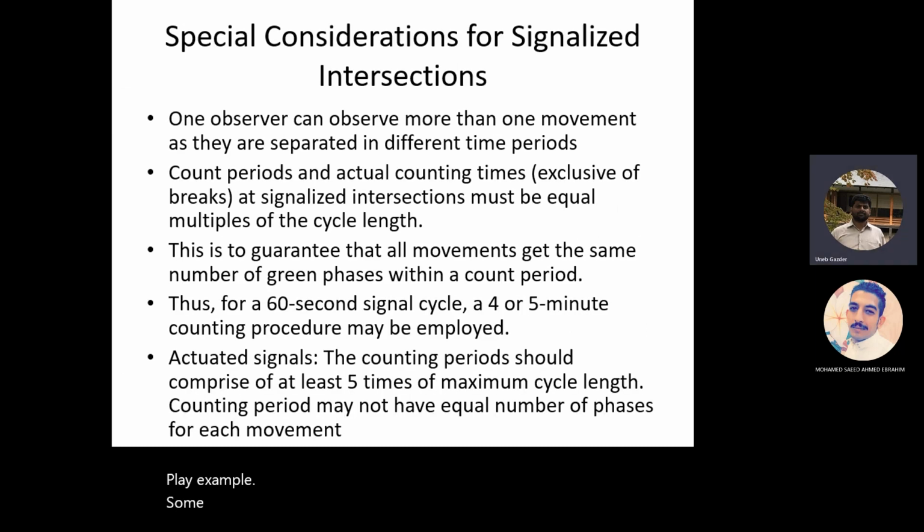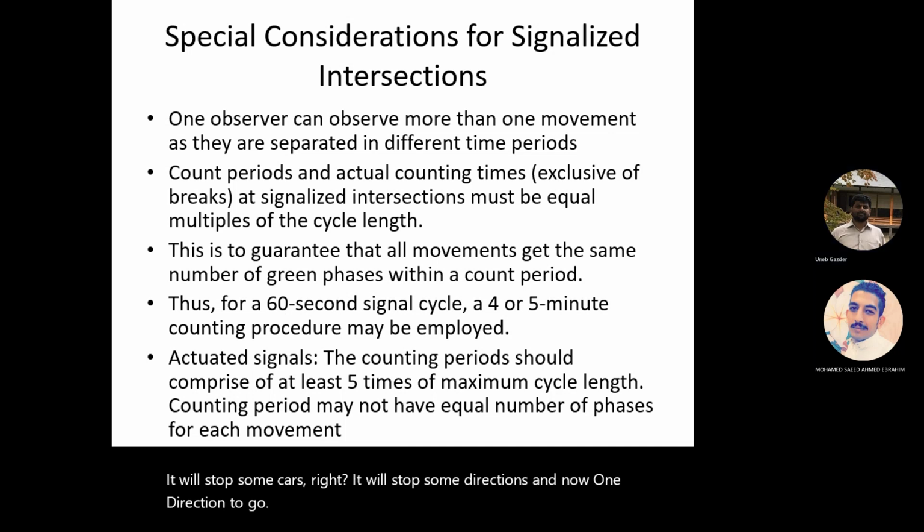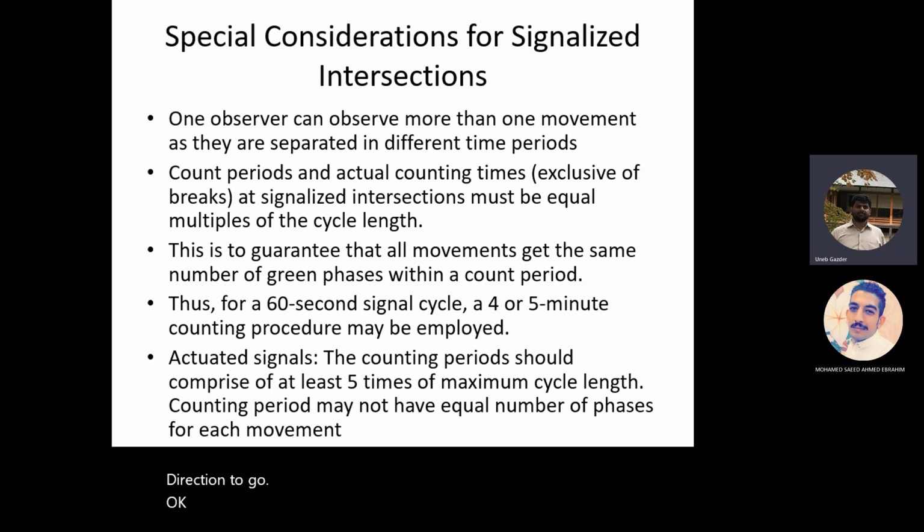Some special points, some extra points for doing the counting at signals. Right, at signals we have an advantage. We have a benefit because of the signal itself. The signal will do what? It will stop some cars, right? It will stop some directions and allow one direction to go. Okay, so my work becomes easier because at one time only one direction is going.